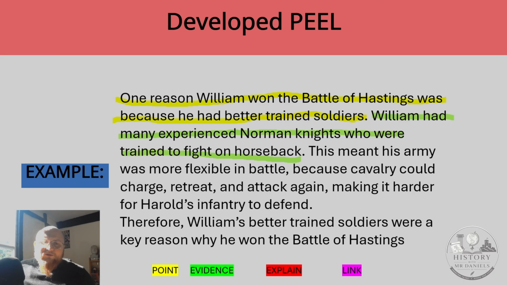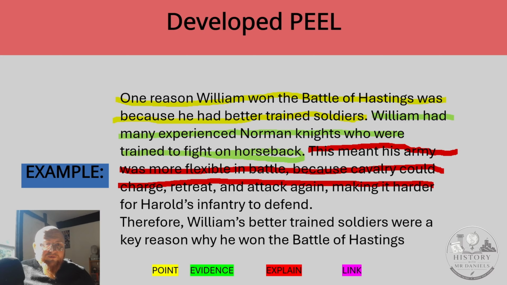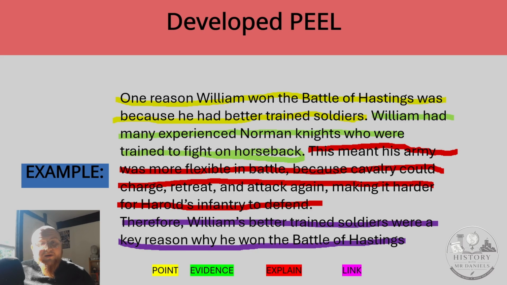When I said earlier about the explanation being the key bit, this is where that comes into play a little bit. If you want to develop your answers, it's best to do it in the explanation part. So this meant his army was more flexible in battle because the cavalry could charge, retreat, and attack again, making it harder for Harold's infantry to defend. Adding key bits of explanation that back up your evidence there. And again, your link back to the question is pretty much the same as before. Therefore, William's better trained soldiers were a key reason why he won the Battle of Hastings.